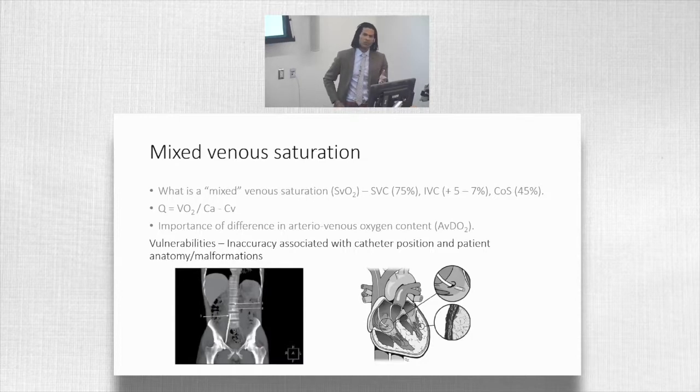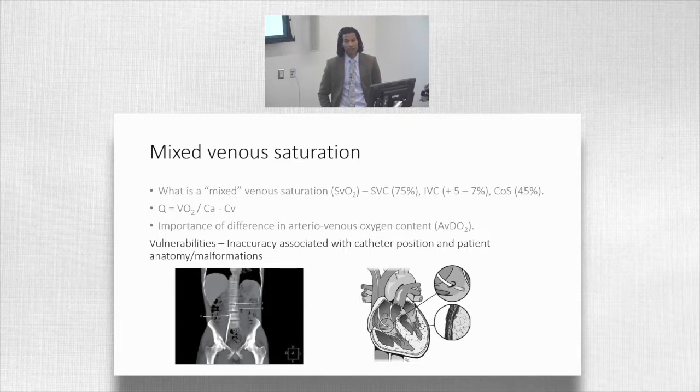Can anyone tell me, where do we generally sample a mixed venous saturation? So in a normal circulation, where classically would you sample the mixed venous saturation? So is that the classic location? So that's where we sample it because of convenience. But where classically would you ideally sample a mixed venous saturation?